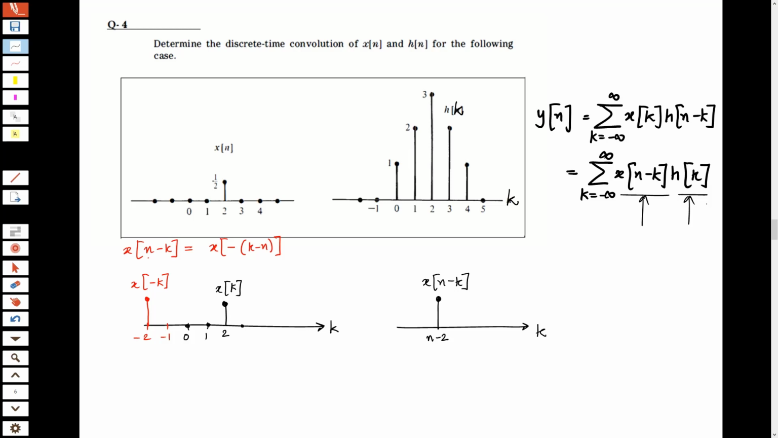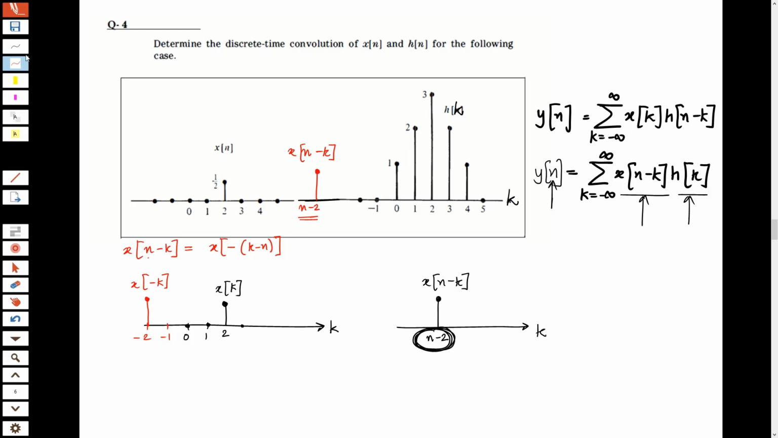And now we are going to find a product of these two signals and sum it up for all values of k. Now, for all values of k means from minus infinity to plus infinity, for the entire number line. But remember that this is going to be a signal which is a function of n. So it is very important to know where this n minus 2 is to find the product. So I'm going to use this signal, and let us say this is where your x of n minus k is situated.